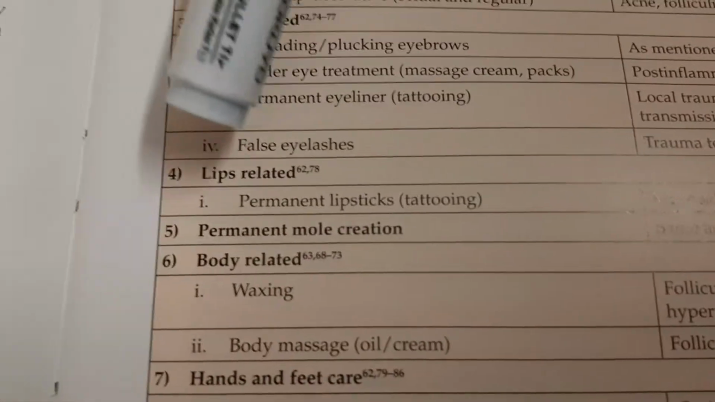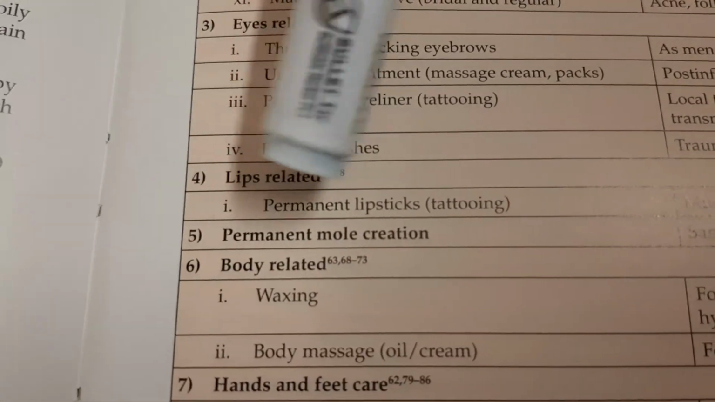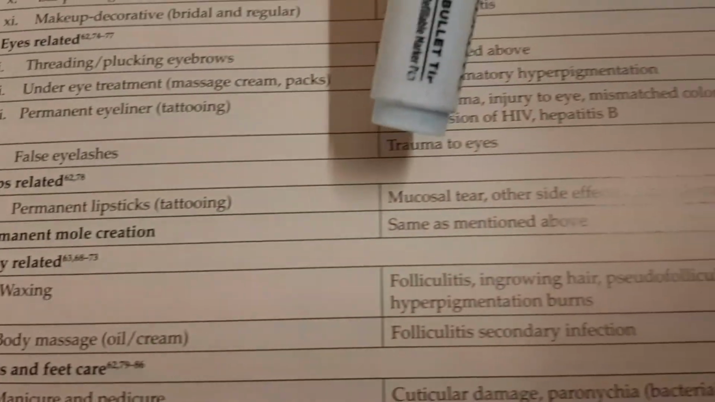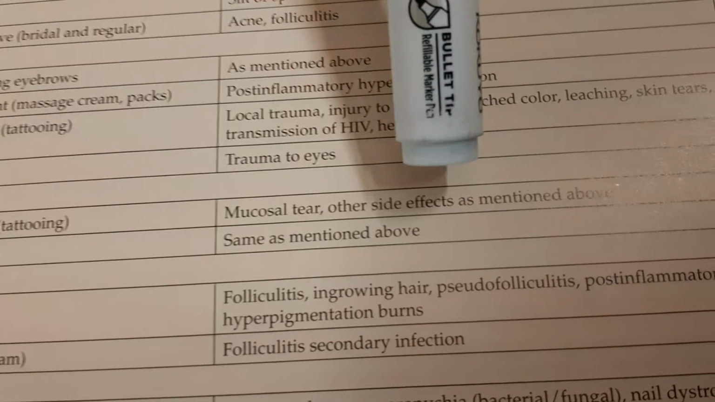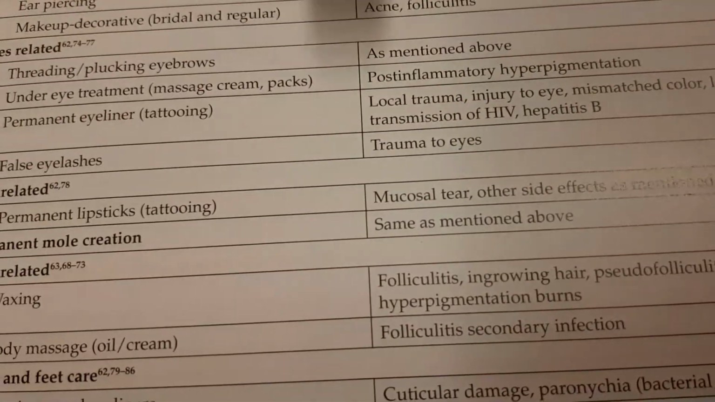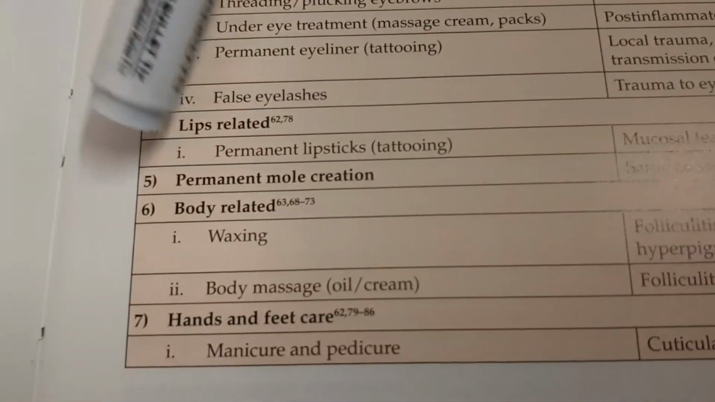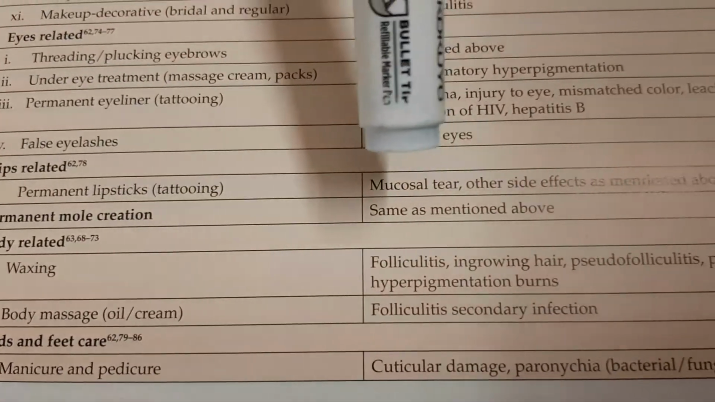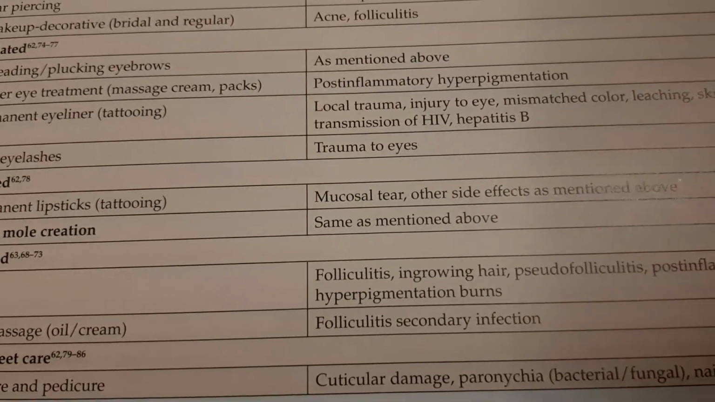These are some lips related procedures. Permanent lipstick means permanent tattooing, which can cause mucosal tear. Other side effects are the same as mentioned above, local trauma and injuries, etc. This is permanent mole creation. In permanent mole creation, again the adverse reactions are the same.